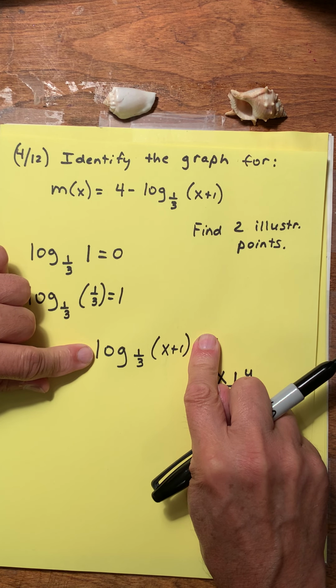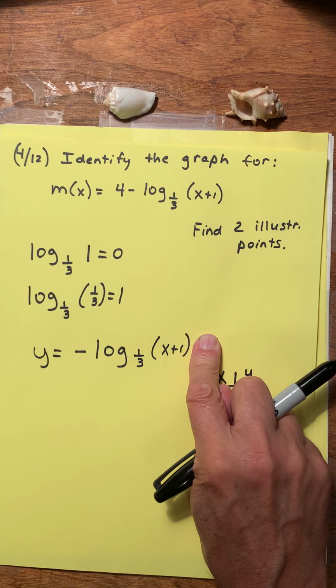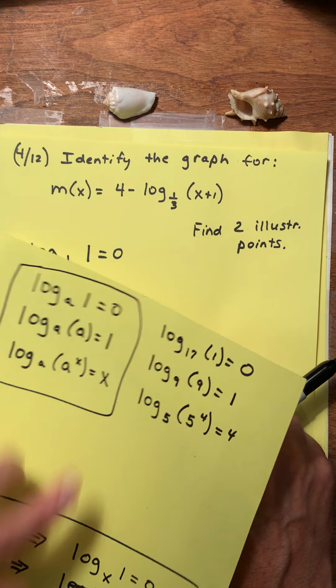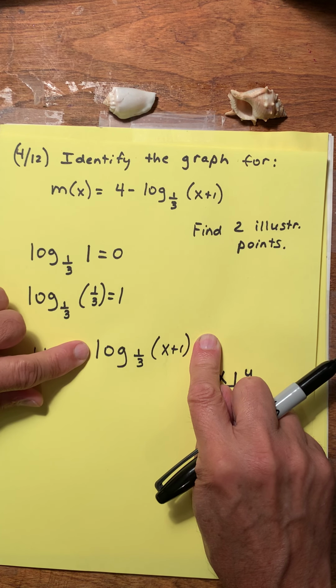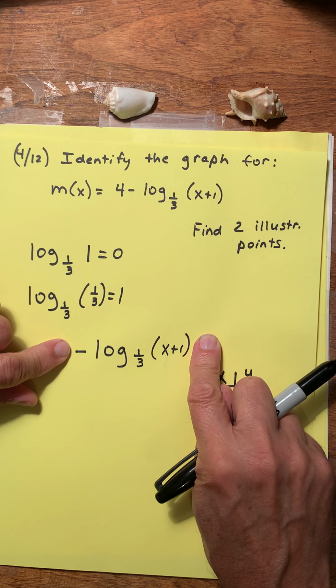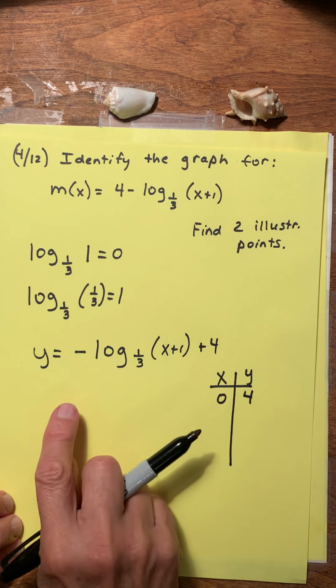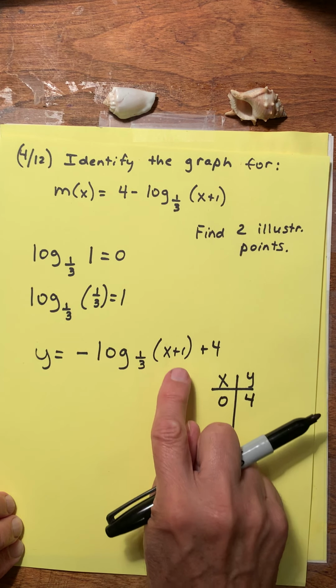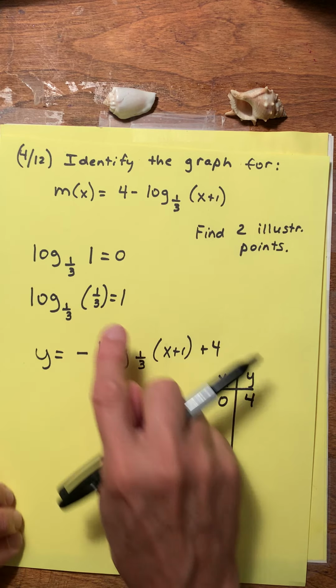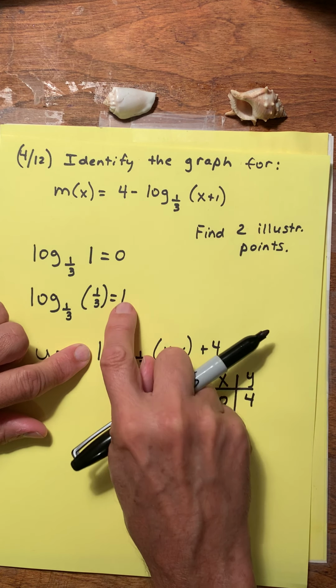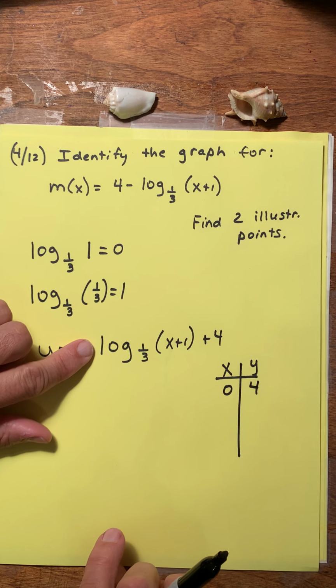Log base 1/3 of 0 plus 1 is log base 1/3 of 1. And I know that log base anything of 1 is going to be 0. So that gives me negative 0, which is still 0, plus 4 is 4. All right, the next thing I want in parentheses is 1/3, because I know that log base 1/3 of 1/3 is going to be 1. So that would be very easy.